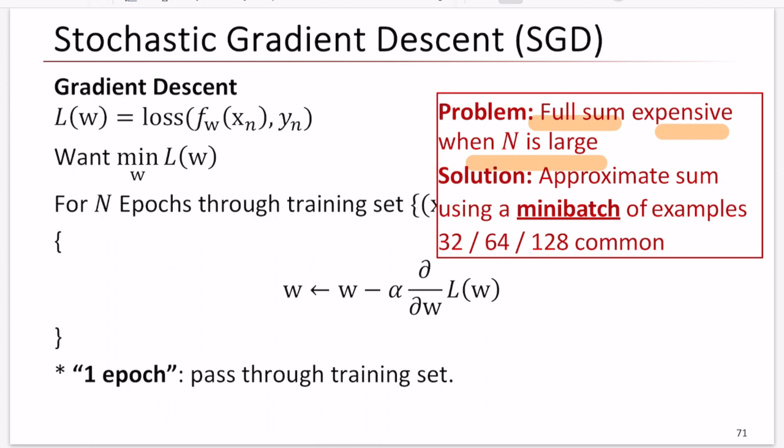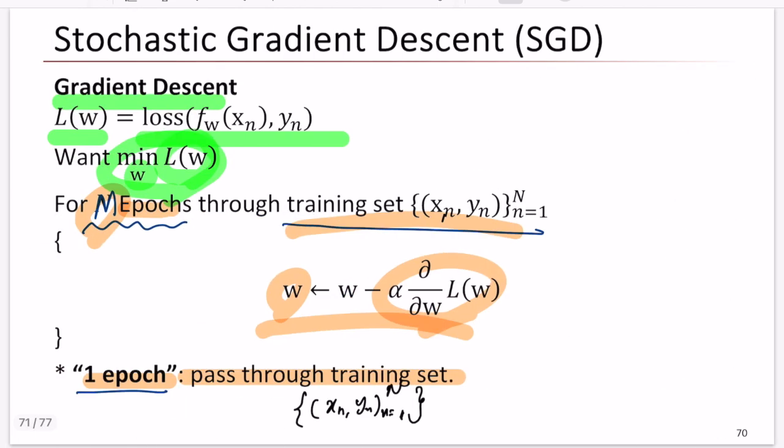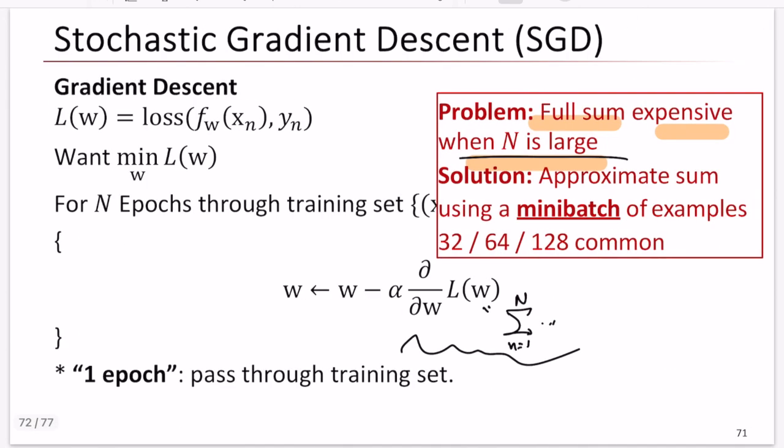For example, if we consider n samples, the loss gradient should be the sum over the n samples. But in the deep learning era, n is a very, very huge value, for example 1,000 or 2,000 or more. In this case, it's really hard to compute the loss gradient as just one sum.